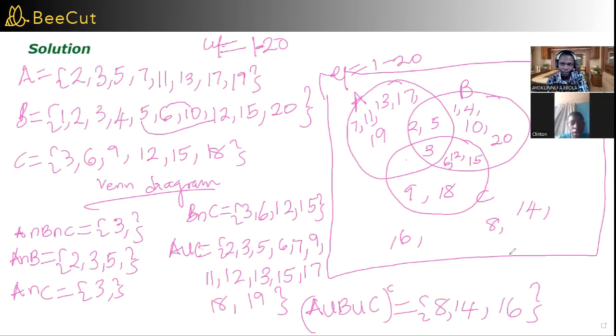Okay, wait. Sorry, sir. This complement, there used to be another symbol that looks like it, which is prime. Yes, they call it complement or prime, so it's the same. Okay.